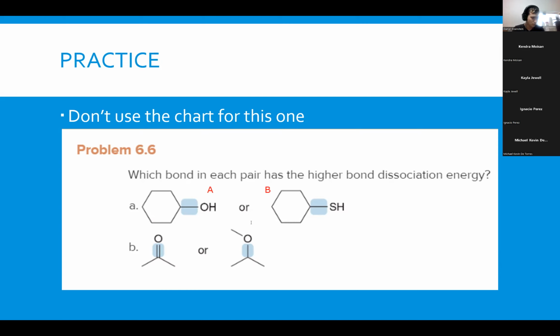So the oxygen is smaller than the sulfur. Therefore, the oxygen actually holds the electrons closer to its nucleus. Positive nucleus, negative electrons in the bond closer. Therefore, they're harder to break, harder to separate, right? Therefore, the answer should be A.